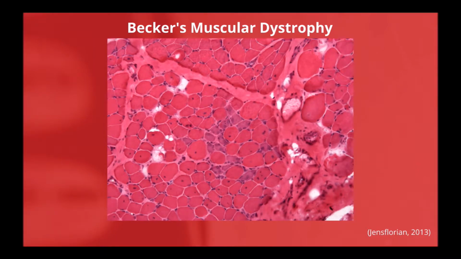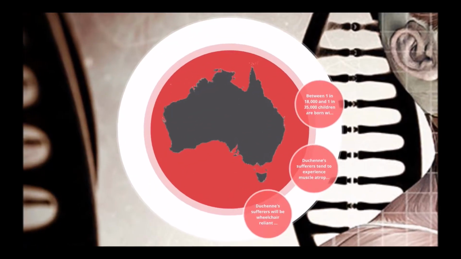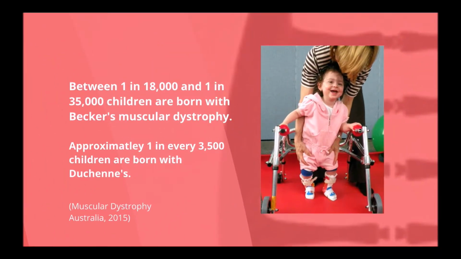Due to the decreased amounts of functional dystrophin, patients tend to experience gradual degeneration of muscle tissue over the course of a lifetime, as the muscles waste away without the contractual protection that is afforded to it by dystrophin under normal circumstances. Approximately 1 in every 18,000 to 35,000 children are born with Becker's muscular dystrophy, compared to Duchenne's, with approximately 1 in 3,500 being born with the disease.